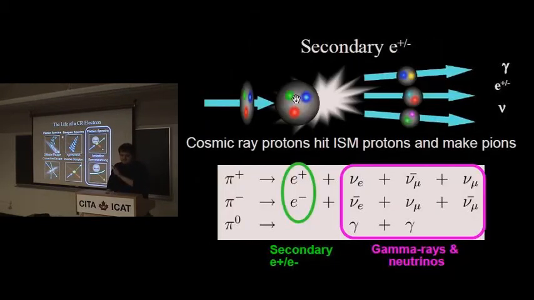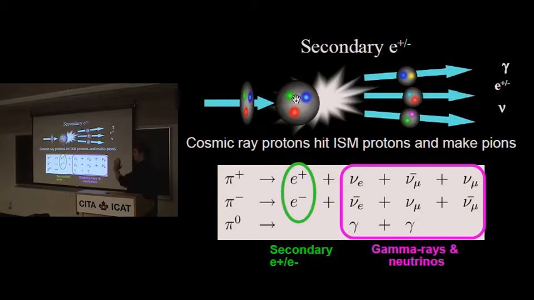The other complication is the fact that there are cosmic ray protons. And the cosmic ray protons, in fact, dominate most of the energy going into cosmic rays by a factor of about 100, at least in the Milky Way, we think. And the problem there is that the cosmic ray protons can also hit protons or atoms in the interstellar medium.